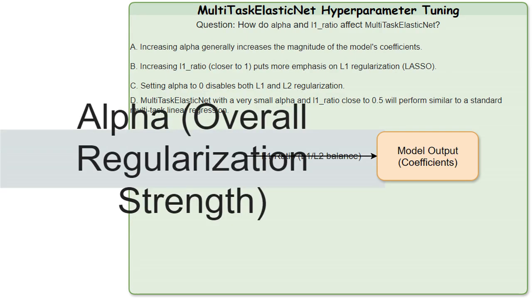The L1 ratio is like a mixing knob. It decides how much L1 regularization, lasso, versus L2 regularization, ridge, I use. A ratio of 0 means pure ridge, 1 means pure lasso. In between, it blends both. Lasso likes sparsity, forcing some coefficients to exactly 0. Ridge likes to shrink everything towards 0 but not necessarily to 0.